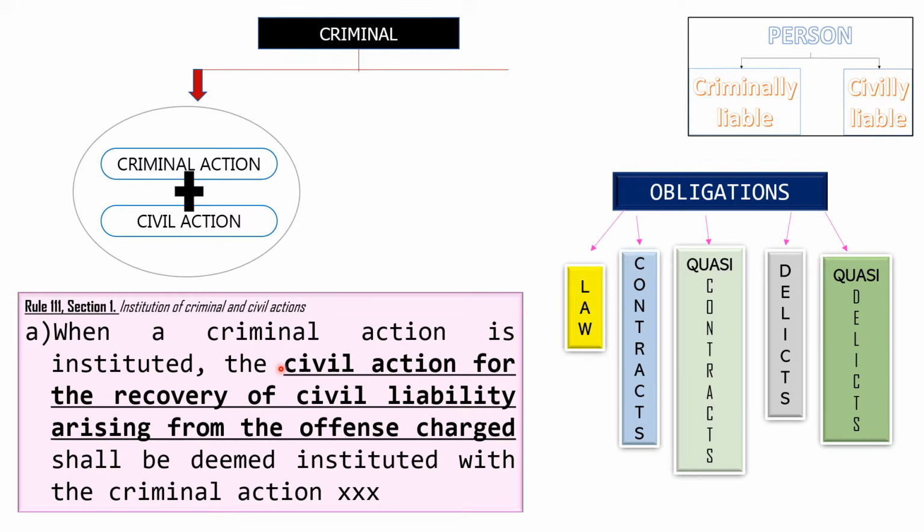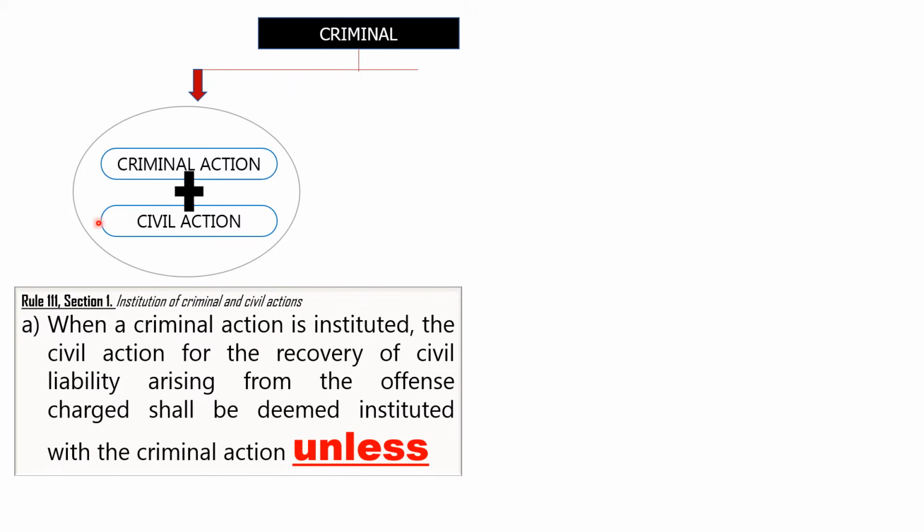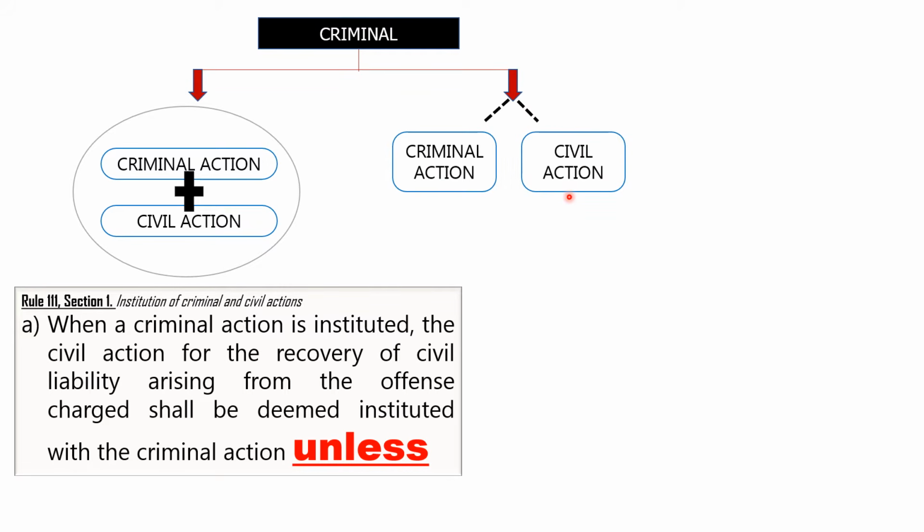So a civil action will be filed together with the criminal action, and that civil action is for the recovery of the civil liability arising from the offense charged. So for the last time, when you file your criminal case, together with the criminal case is the civil case. But take note that this does not happen all the time, because if you read your section 1 letter A, there is a word "unless." So what does this "unless" mean? It means that you can separate the civil action from the criminal action. You can separate them.